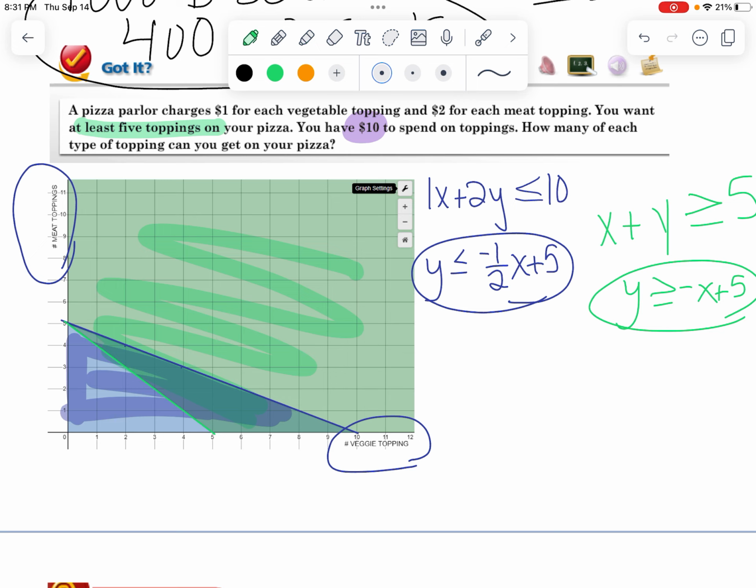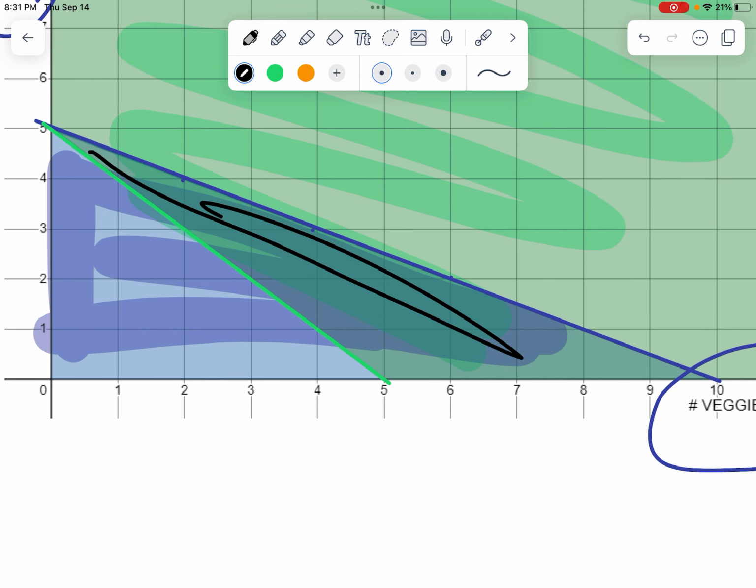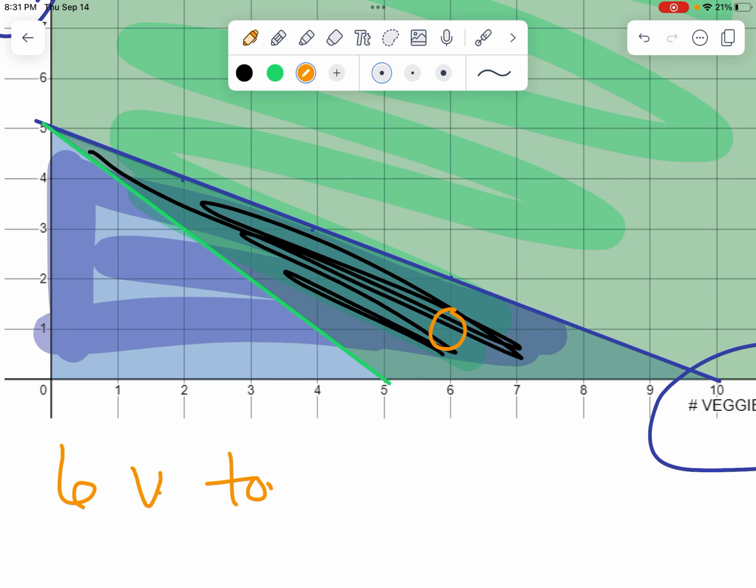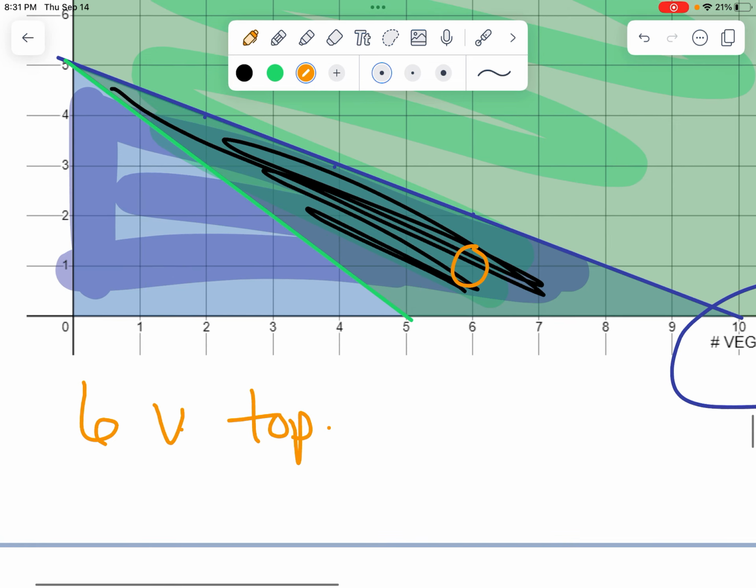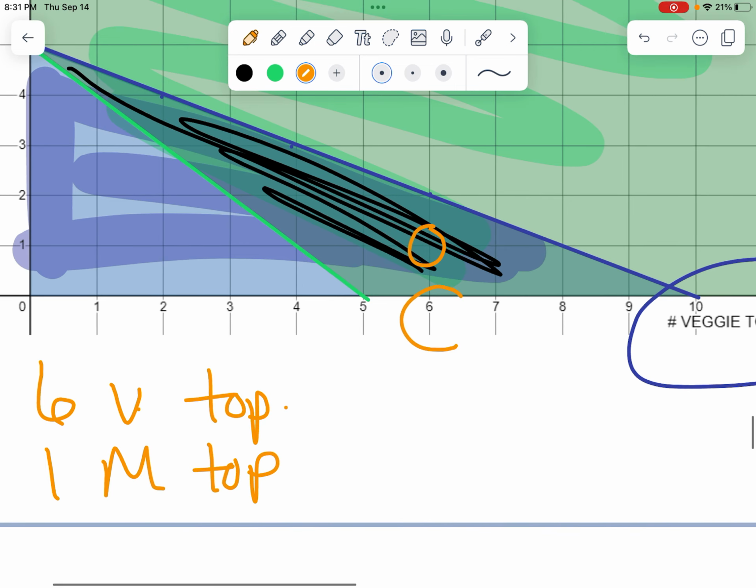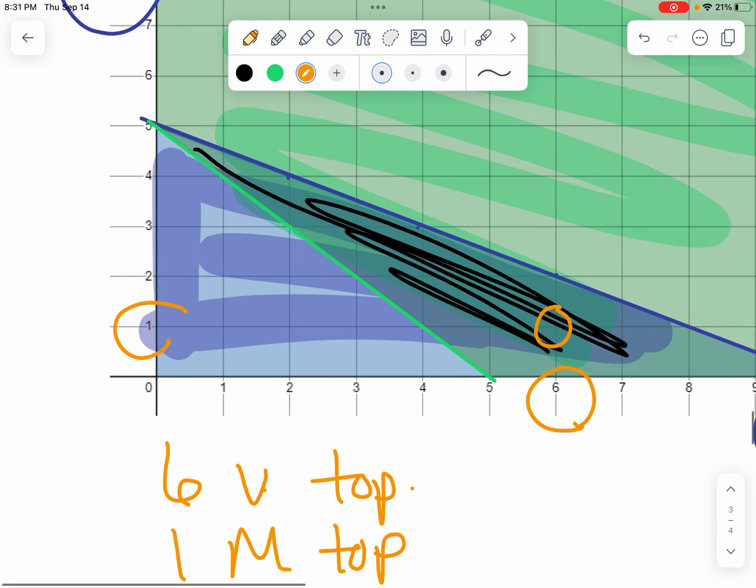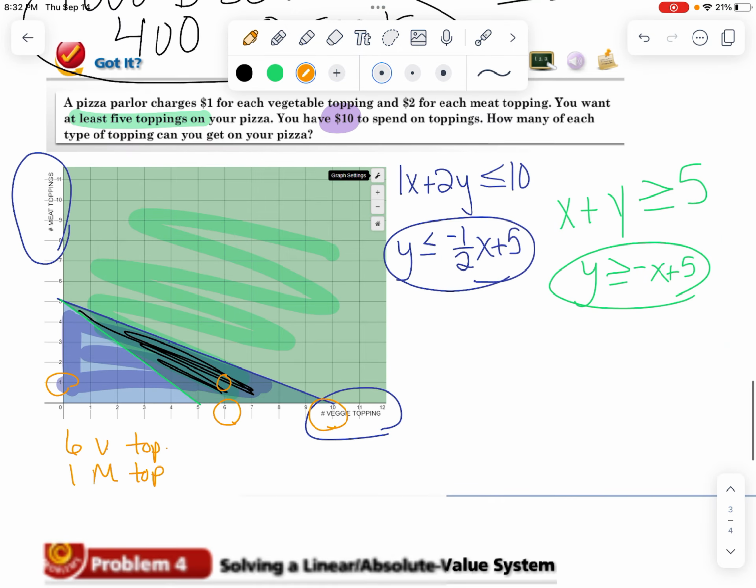So let's label a couple of possible solutions. So with these stipulations, the fact that you want at least 5, the fact that you only have $10 to spend on the toppings, what's one viable solution? Anything in here. So let's pick a random one, shall we? Let's pick this one. So you can get 6 veggie toppings, and then 1 meat topping. So I'm getting 6 veggie toppings. I'm getting 1 meat topping. All right, pause that, rewind it if you need it.